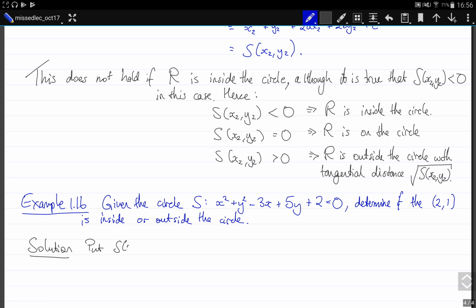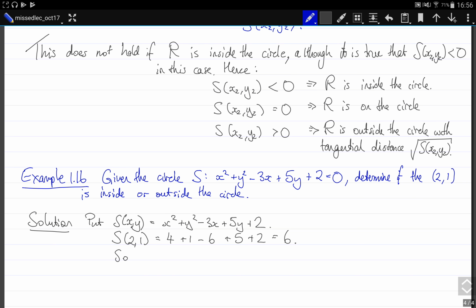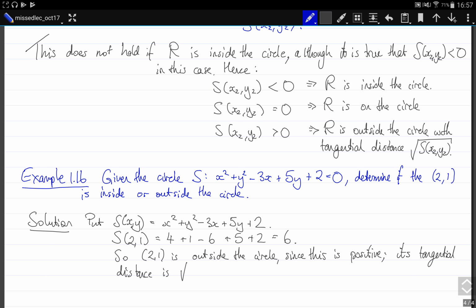So let's define our function S of xy to be x squared plus y squared minus 3x plus 5y plus 2, because the chances are it's not going to be equal to 0. S of 2, 1 is 4 plus 1 minus 6 plus 5 plus 2, which is 6. So 2, 1 is outside the circle. Since this is positive, if we were asked for the tangential distance, of course we'd be able to give it. Its tangential distance is square root of 6.